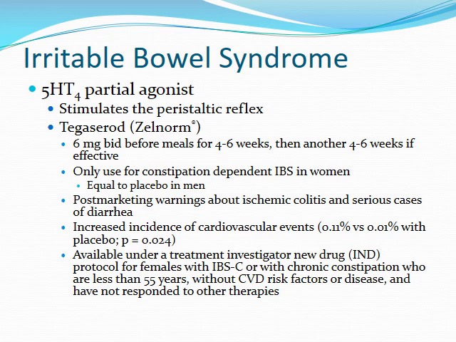There have been some post-marketing warnings about ischemic colitis and serious cases of diarrhea. Because of that, it's really only available under an investigator new drug application. So it has to be a woman with IBS-C with chronic constipation, and they have to be less than 55 years of age and without any cardiac risk factors or disease. And it has to really be that they have not responded to other agents. So it's really restricting who you want to give it to due to these significant effects on the cardiovascular system and other issues.